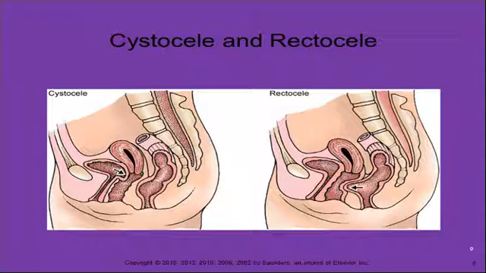Cystocele is just the protrusion of the bladder through the vaginal wall. It can lead to stress urinary incontinence and consistent urinary tract infections. Rectocele, again, use the word recto, is a protrusion of the rectum through a weakened vaginal wall, so you have rectal prolapse. So in cystocele, you have urinary bladder prolapse, and in rectocele, you have rectal prolapse.